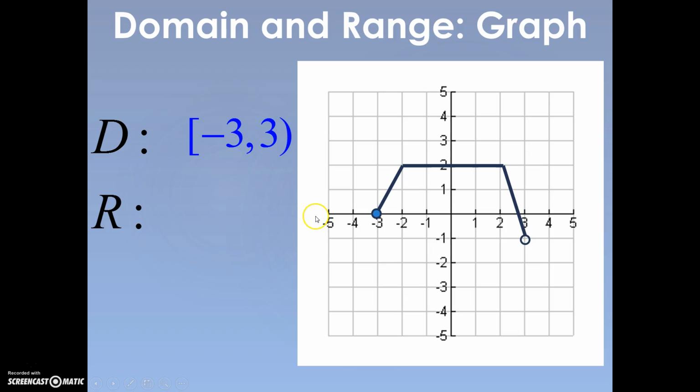Then for our range, we have a low point, which is going to be -1, and it is an open circle. So we're going to use a parenthesis. And then our high point, we have a number of them, but for all of them the y value is 2. And it is a point, there is no open circle anywhere on there, so we use a bracket. So from -1 to 2.